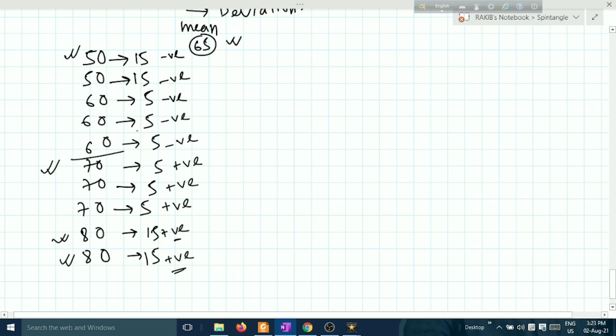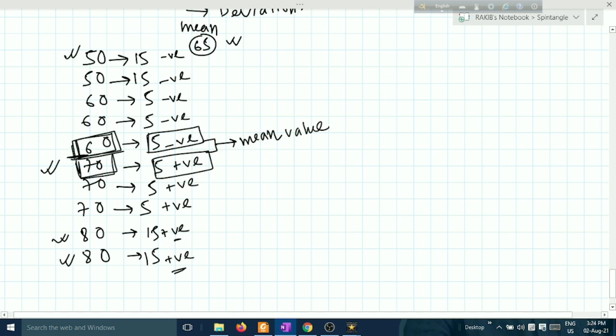You can see here the negative value of deviation and the positive value of deviation; in between these two the mean value exists. At 60 and at 70, the 65 resides in between them. This is the boundary. What makes the boundary? The mean value makes the boundary. This is the concept of mean value.